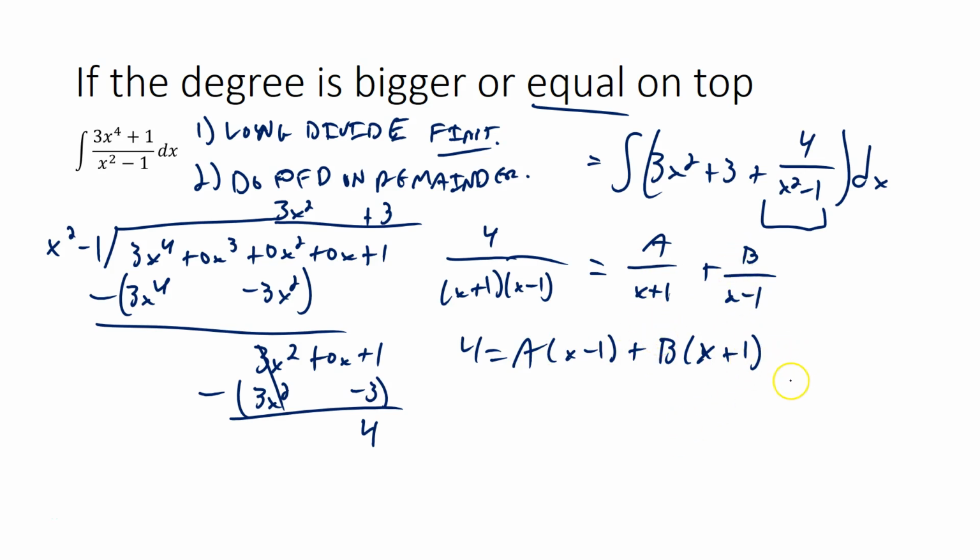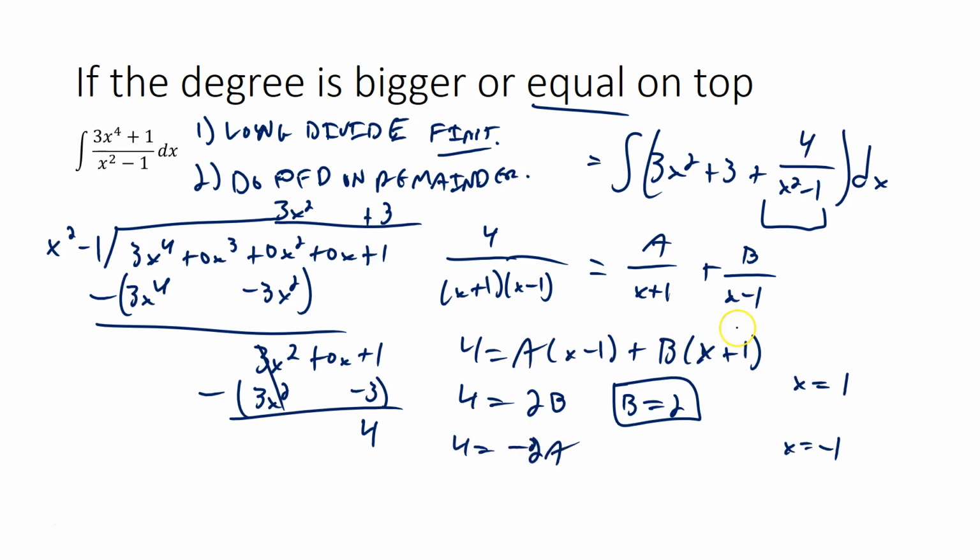So now let's pick some convenient values. Let's do x equals 1. If x is 1, I have 4 is equal to 2B. 2B or not 2B? B is 2. If x is negative 1, then I have 4 is equal to negative 2A. The B goes away, so A is negative 2. So let's see what we have here.